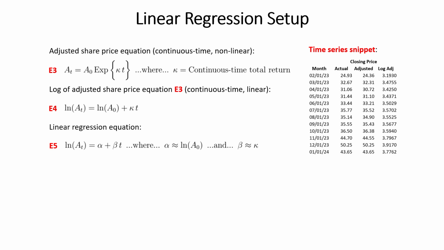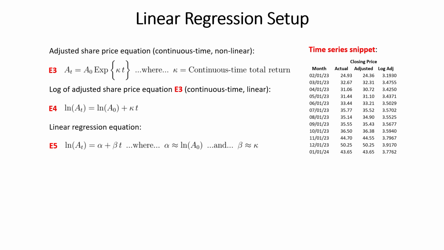The way we do that is we take the natural log of equation E3, and therefore we get equation E4. Basically, E3 written as a linear equation is E4, which says that the natural log of my adjusted share price at the end of time t equals the natural log of my share price now plus kappa times t. So now it's a linear equation.